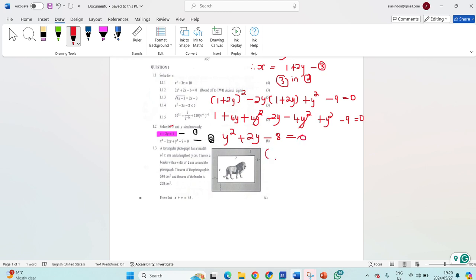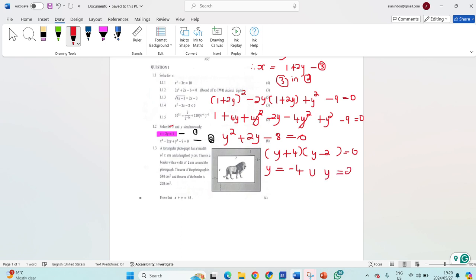Now I'm going to factorize this. If you can't factorize, I recommend that you use the quadratic formula. But if you can factorize, here's going to be y plus 4 and y minus 2. So this is it. Now y multiplied by y is y squared. Now if you expand this back, you're going to get to the same step, that is the previous step. Now in this case, it means that y is equal to negative 4 or y is equal to 2.